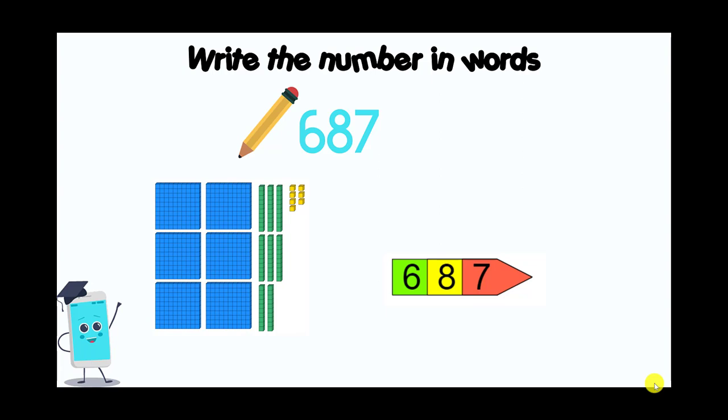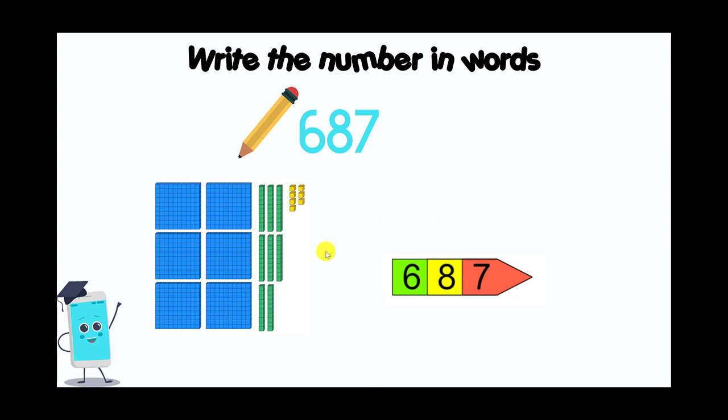So for the next activity, we're going to write a number in words. So we've got the number represented using digits, 6, 8, and 7, and we need to write that number in words. So the first thing I've done is use resources to represent this number. So I've got 600 blocks, 8 tens, and 7 ones. And I've got my arrow cards showing 6, 8, 7. What is this number in words? How would we say it out loud?